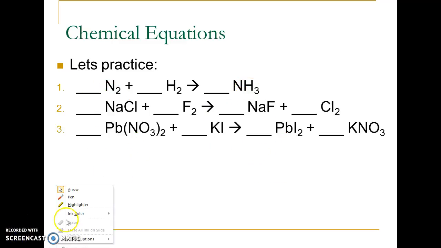Let's look at the next chemical equation here. I have lead 2 nitrate plus potassium iodide yields lead 2 iodide and potassium nitrate. I'm going to give you a second to write this down. Make sure that you include your blank spaces for your coefficients. Once you've written it down, we are going to do our inventory.